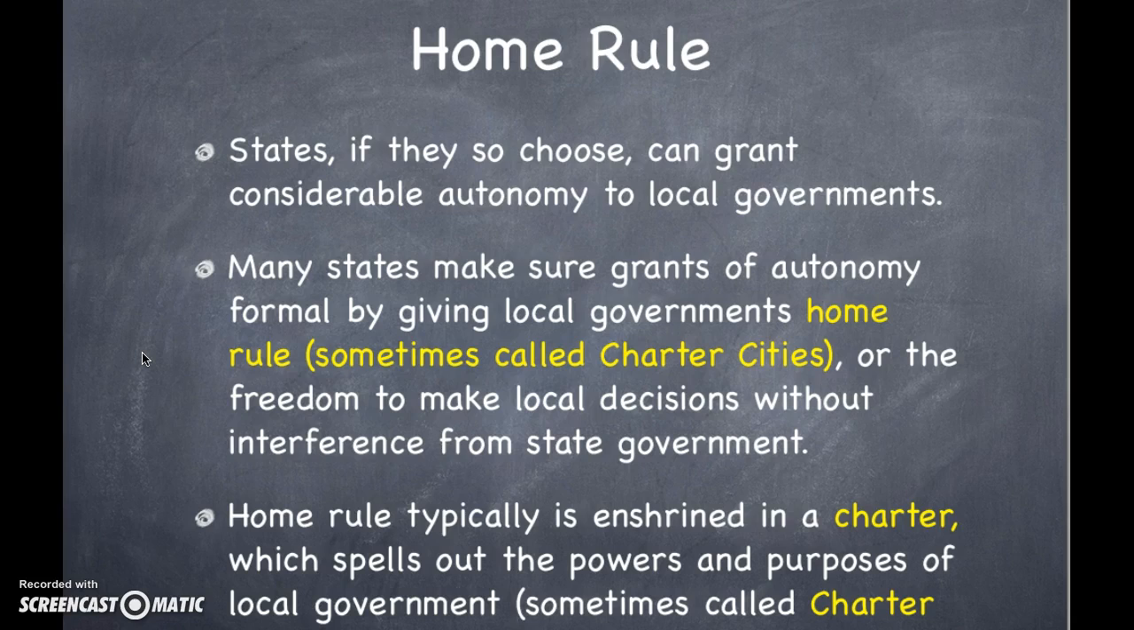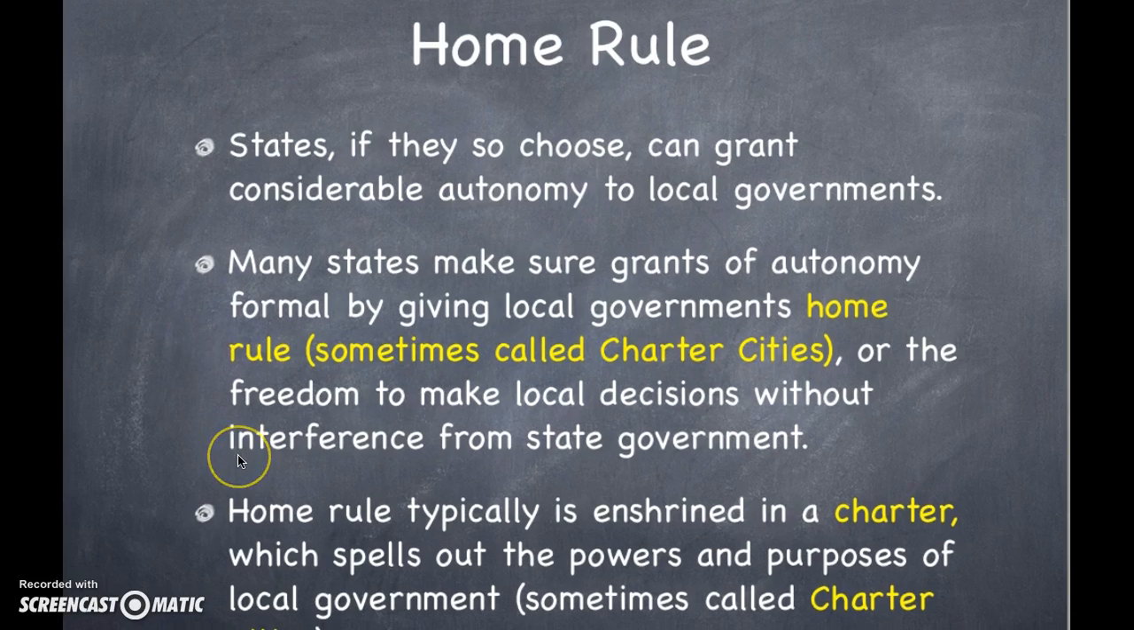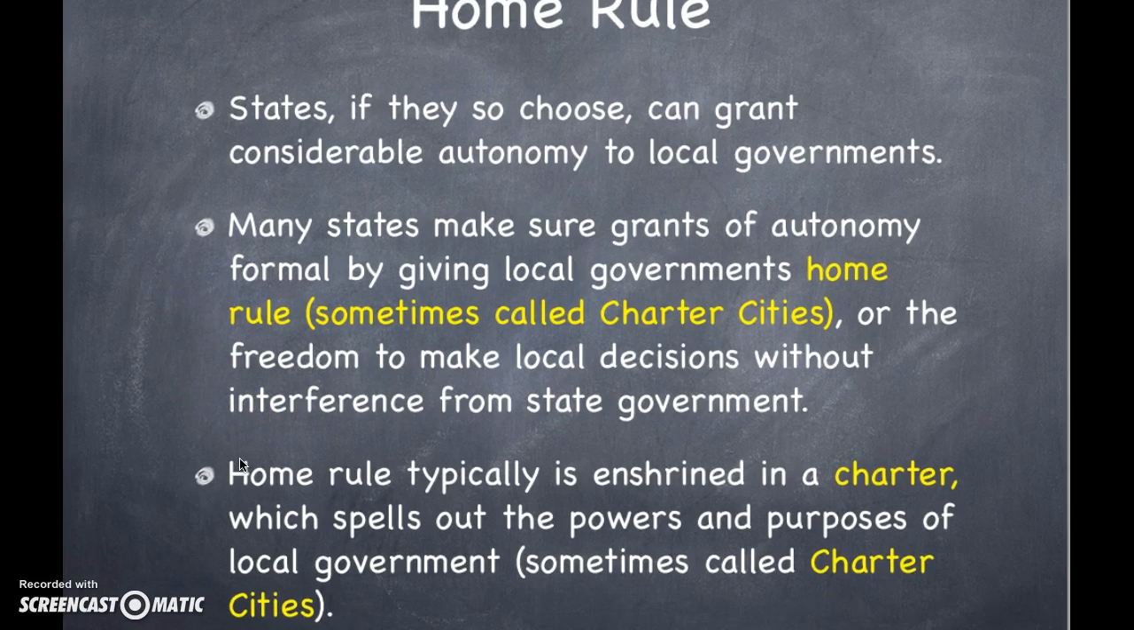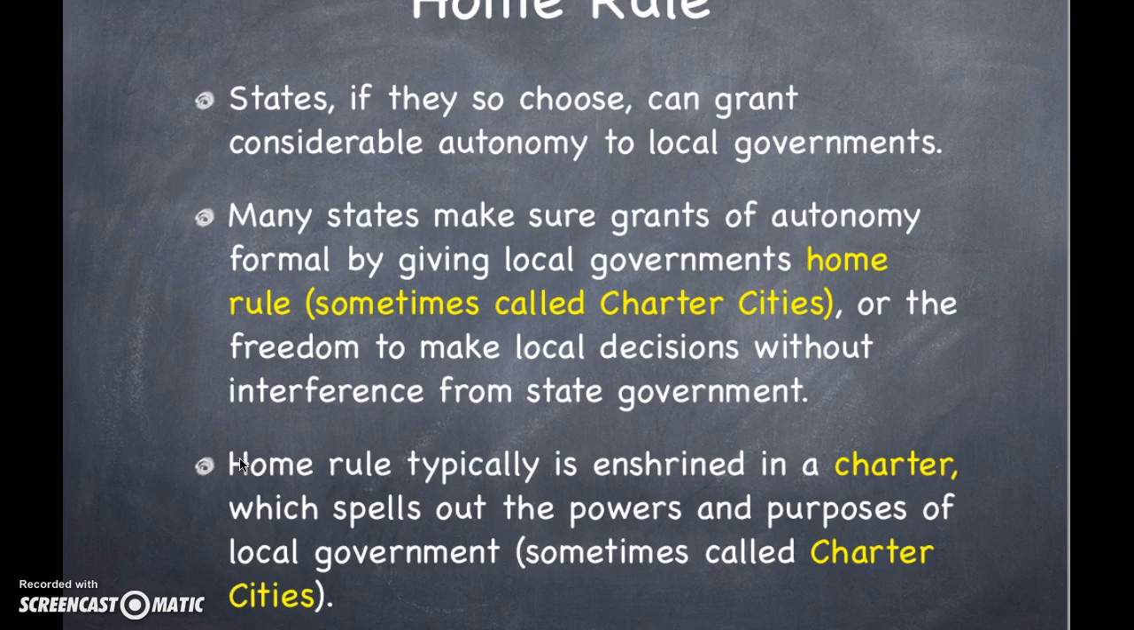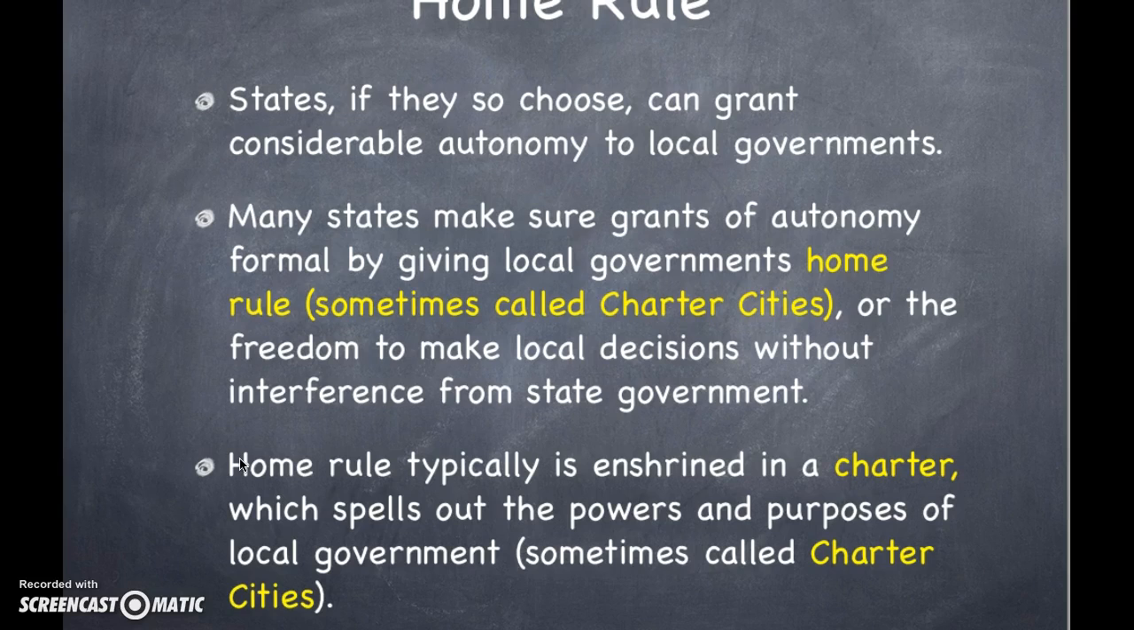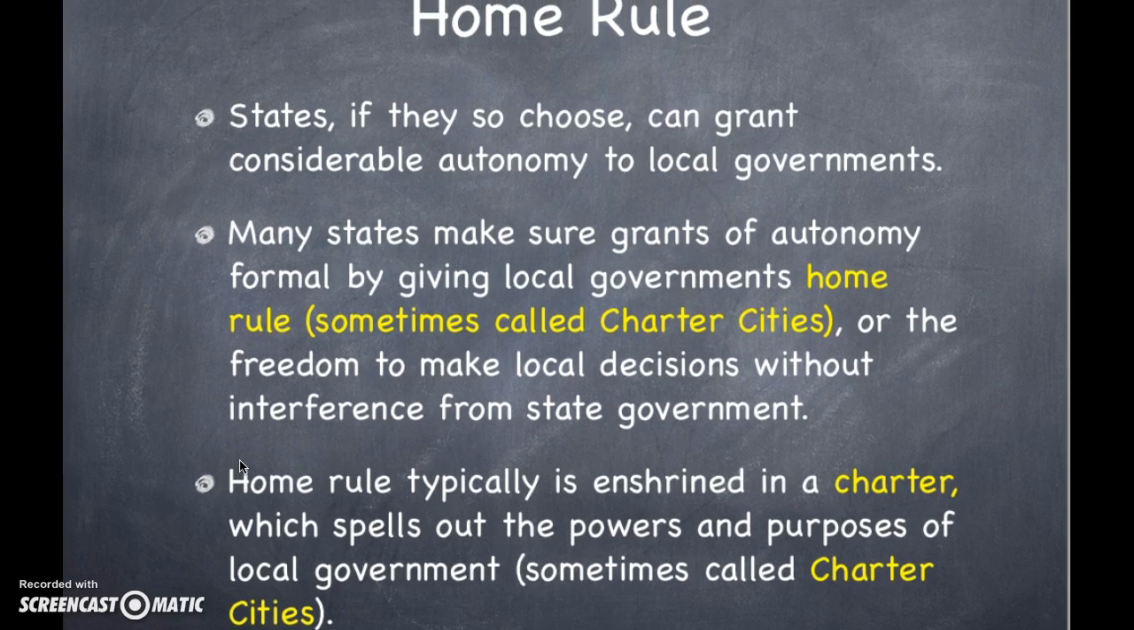Home rule typically is enshrined in a charter, which spells out the powers and purposes of local government, sometimes called charter cities. So again, states, if they choose, and not all states do this, can grant considerable autonomy to local governments. And this is again by giving them this idea of home rule, or creating their own charter and becoming a charter city.